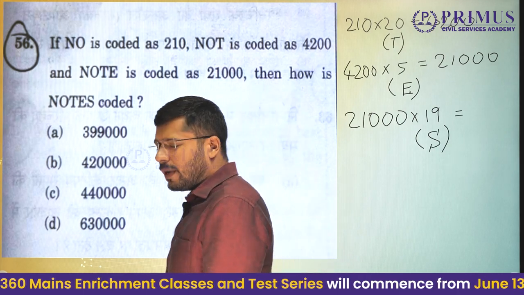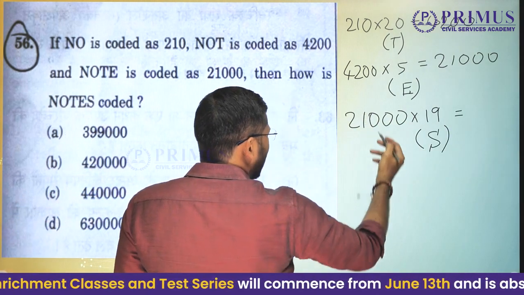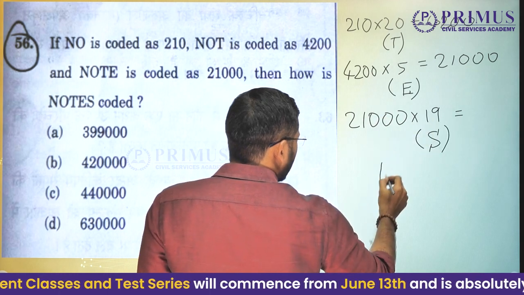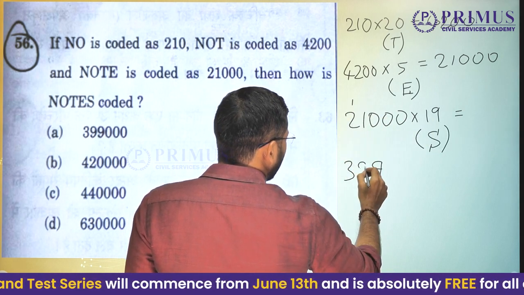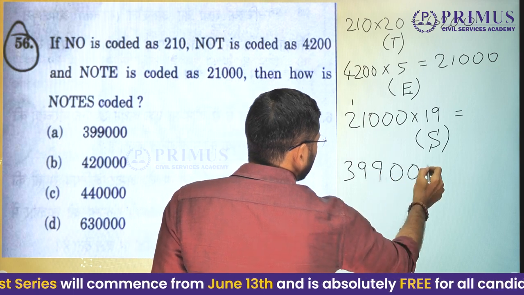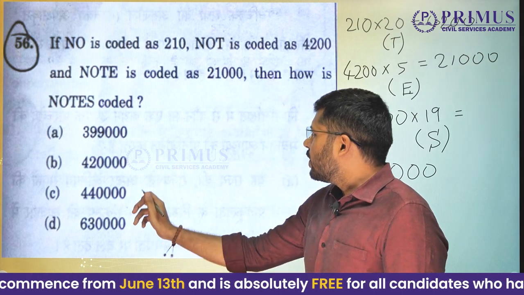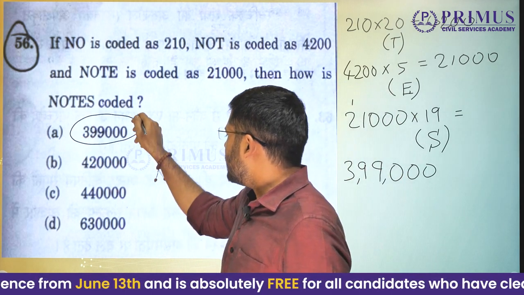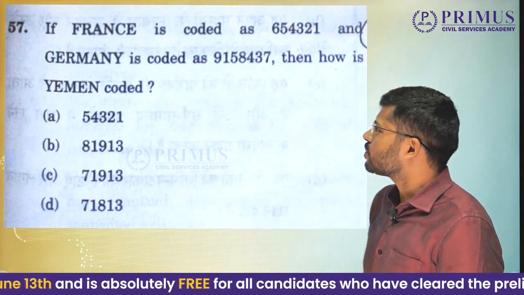Okay, 21,000 multiplied with 19 will give us what? 19 ones are 19, 1 carry. 19 twos are 38 plus 1, 39, and we'll bring 3 zeros here. So 3,99,000. Do we have that option? Yes, option A will be the answer. Okay, we'll go further now.